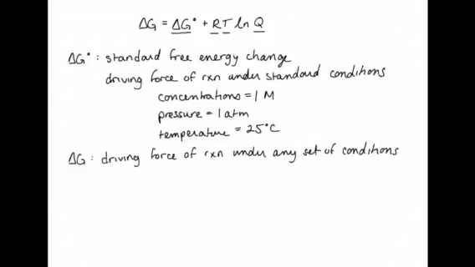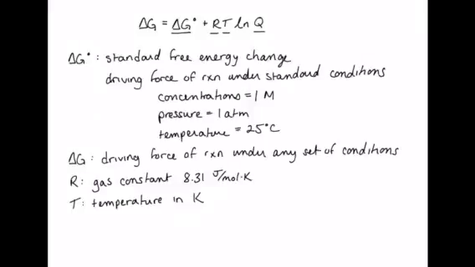Delta G tells us the driving force of the reaction under any set of conditions, and therefore takes into account the standard free energy change plus any differences due to a difference in temperature or a difference in concentration or pressure. It does this through the other terms in the equation. R is the gas constant, T is the temperature in Kelvin, and Q is the reaction quotient, which is calculated just like the equilibrium constant K, except that the concentrations are not at equilibrium.